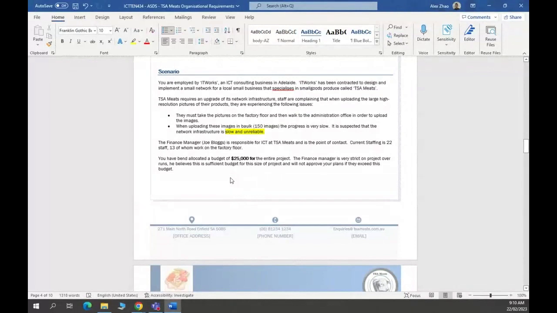He's the finance minister, and pretty much everything goes through him, and everything gets approved by him. The current staffing is 22 staff, 13 of whom work on the factory floor. Obviously, most of your team is on the factory floor producing the products. You have been allocated a $25,000 budget for the entire project. The finance manager is very strict on project overruns and believes that it's a sufficient budget.